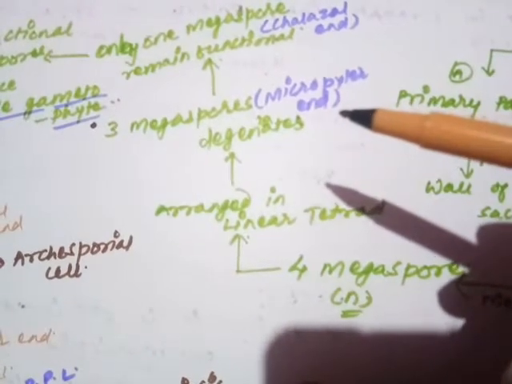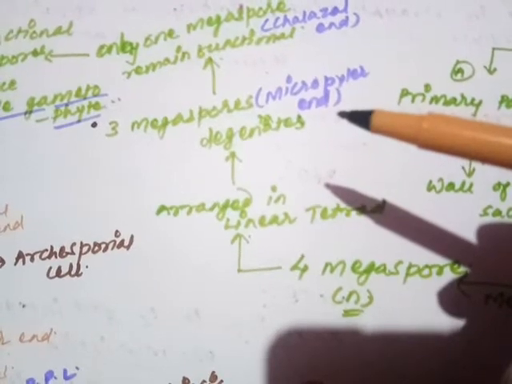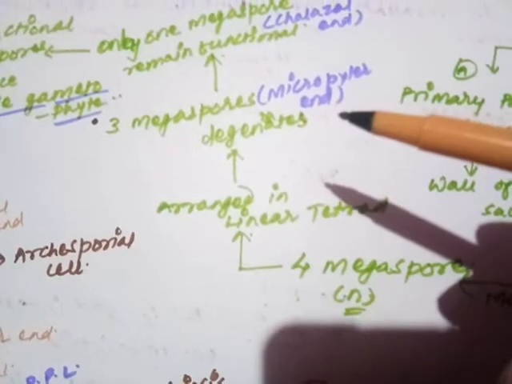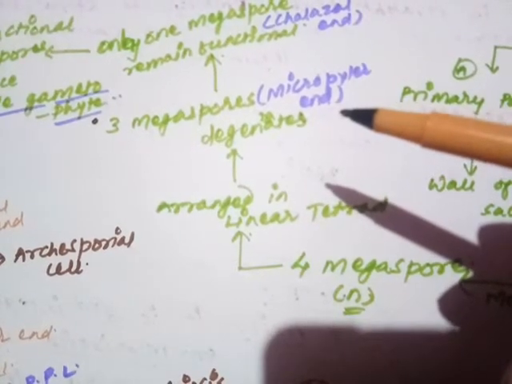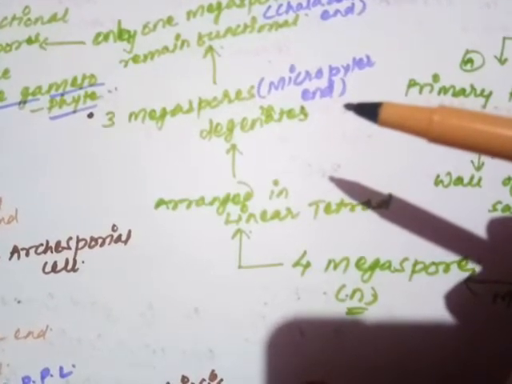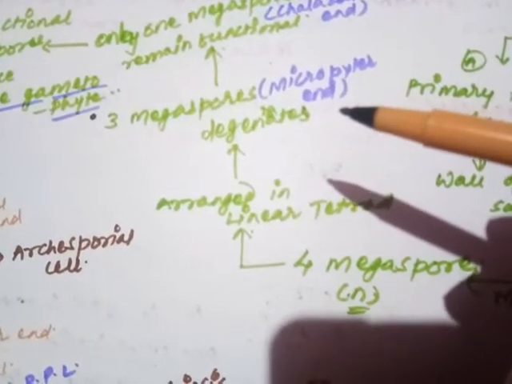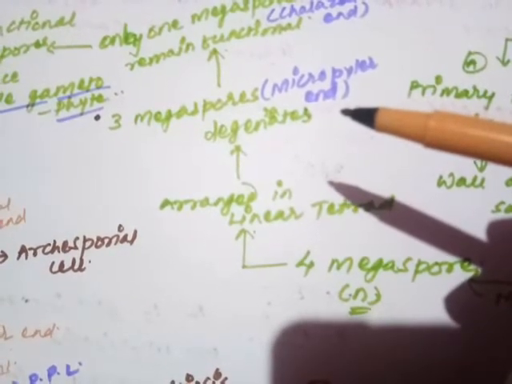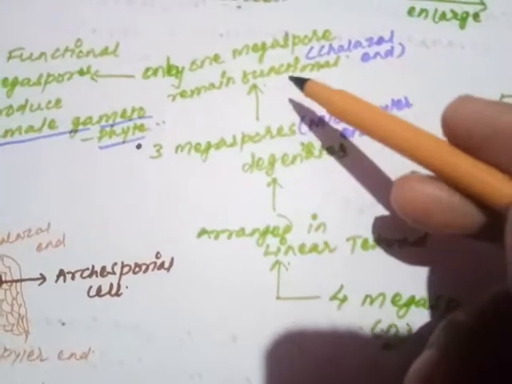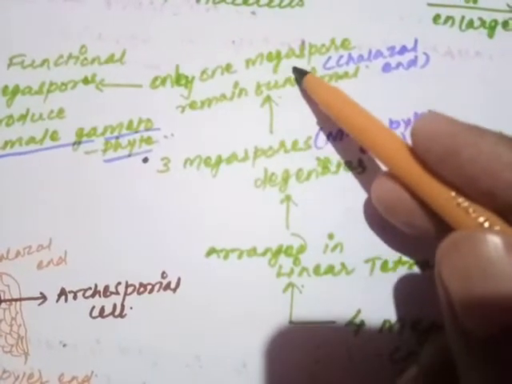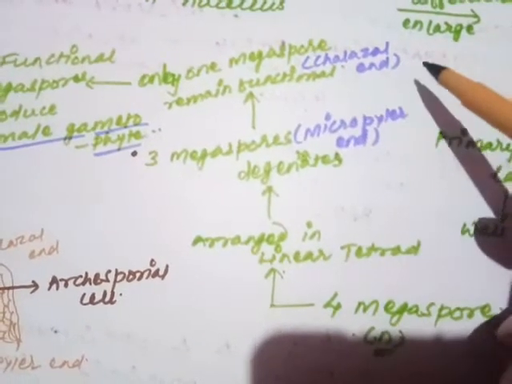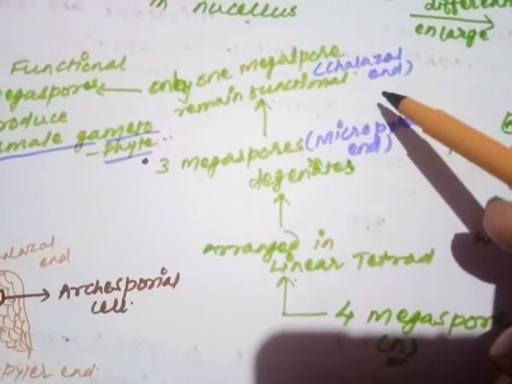Somewhere the question may come up of why these megaspores die or degenerate. The reason behind that is the micropylar region does not have enough nutrients, so until nutrients are available they keep developing, but after the consumption of the nutrients they degenerate. Only one megaspore remains functional, and which megaspore remains functional? Just take care, this is the megaspore present at the chalazal end.